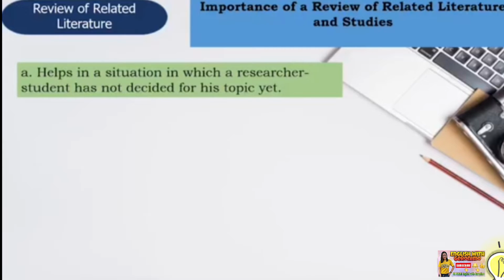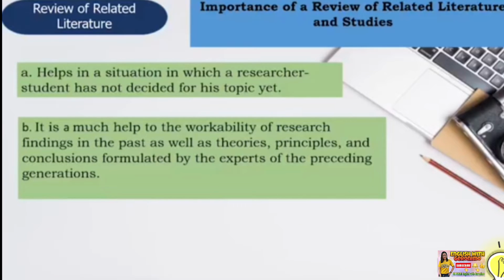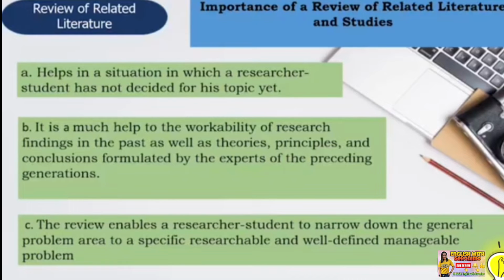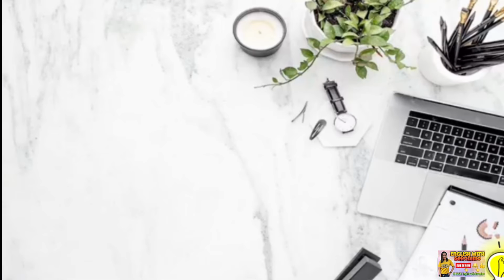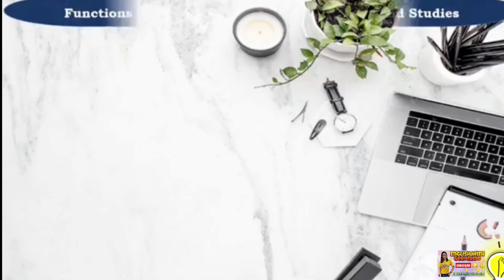After having an idea of what would be the topic of the study, the review of related literature and studies is of much help to the workability of research findings in the past, as well as theories, principles, and conclusions formulated by the experts of the preceding generations. Lastly, the review enables a researcher or the student to narrow down the general problem area to a specific, researchable, and well-defined manageable problem.